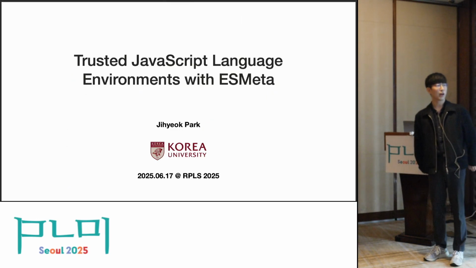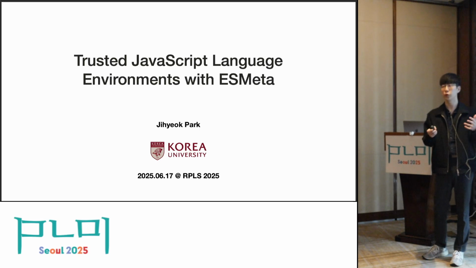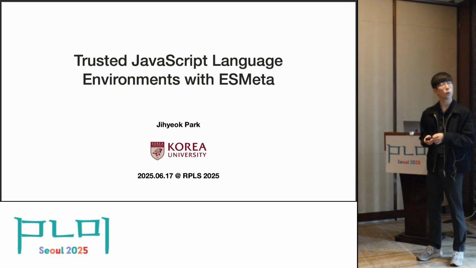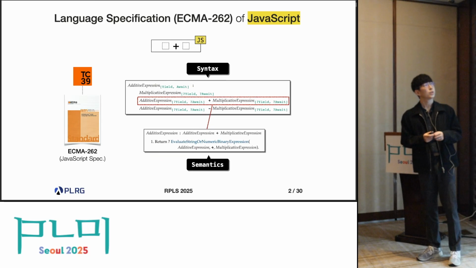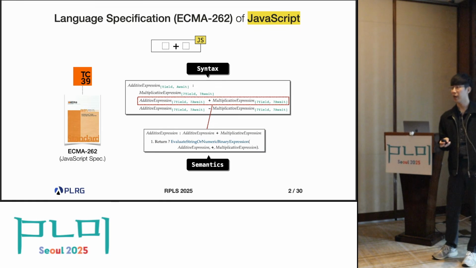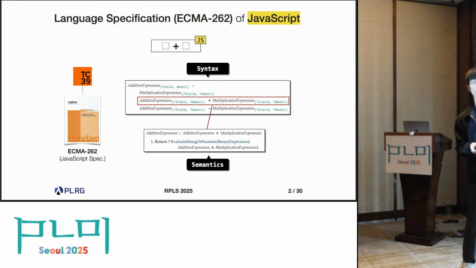Okay, so hello everyone, I'm Jihyeok Park from Korea University. In this talk, I will introduce how to support a trusted JavaScript language environment with ESMeta, our tool. JavaScript has its own language specification called ECMA-262, maintained by the technical committee 39, shortly TC39. It describes the JavaScript syntax in a BNF-like form.